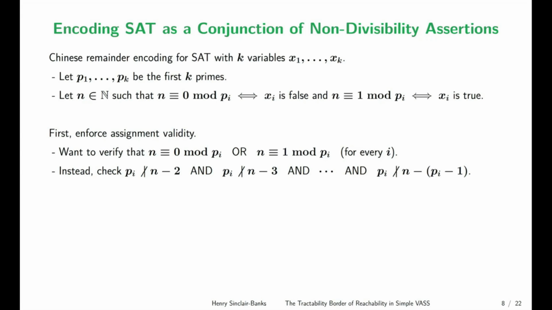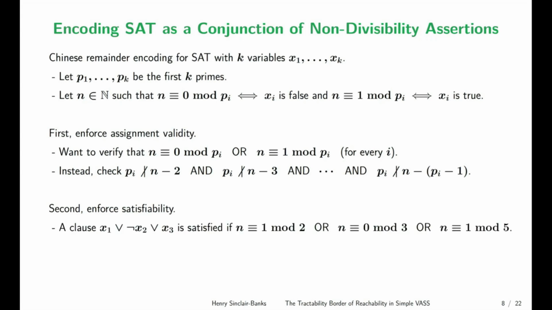This just enforces that if I chose an n that I'm guessing as a satisfying assignment, it doesn't check if it's satisfying, it just checks it's valid. It forces that I'm equivalent to 1 or 0 mod p_i for all i, and now I need to check that I'm satisfying.